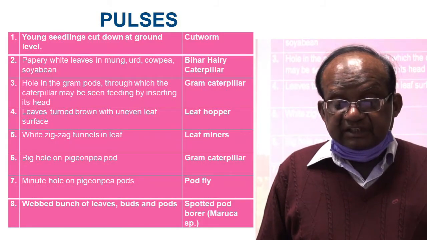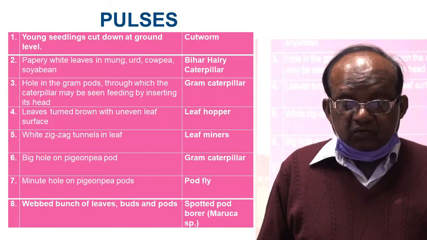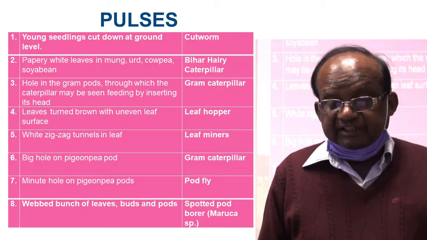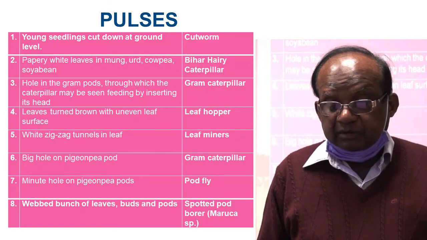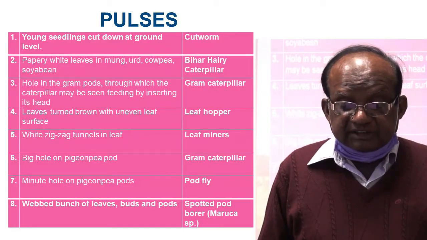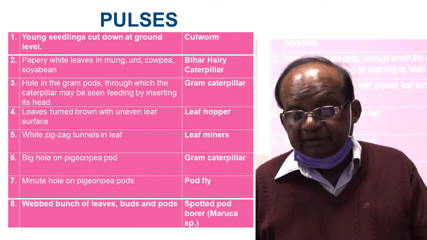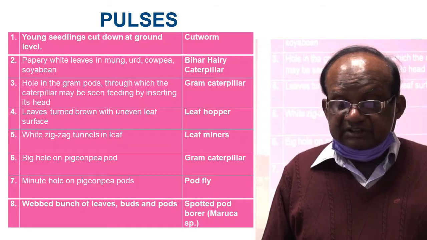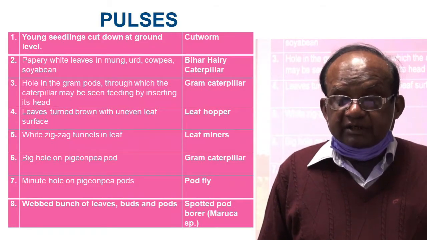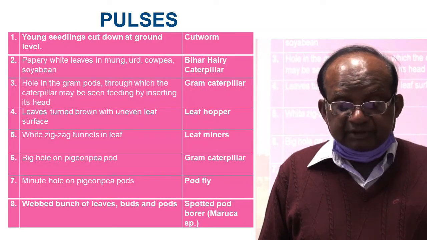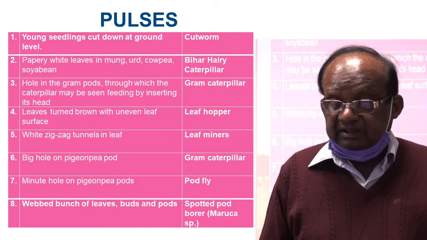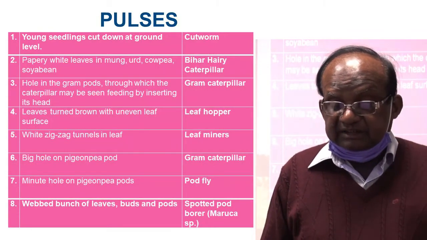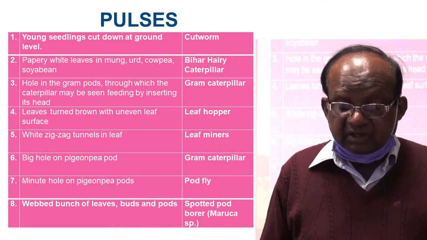White zigzag tunnels in the leaf, white in appearance, indicate the presence of leaf miners. And a big hole on the pigeon pea pod indicates the attack of gram pod borer, gram caterpillar, Helicoverpa armigera, in case of pigeon pea. A minute hole on the pigeon pea pods indicates the presence of pod fly, not gram pod borer. If a big hole is there on the pigeon pea pod, then the gram caterpillar is present. If minute holes are there, then it indicates pod fly.